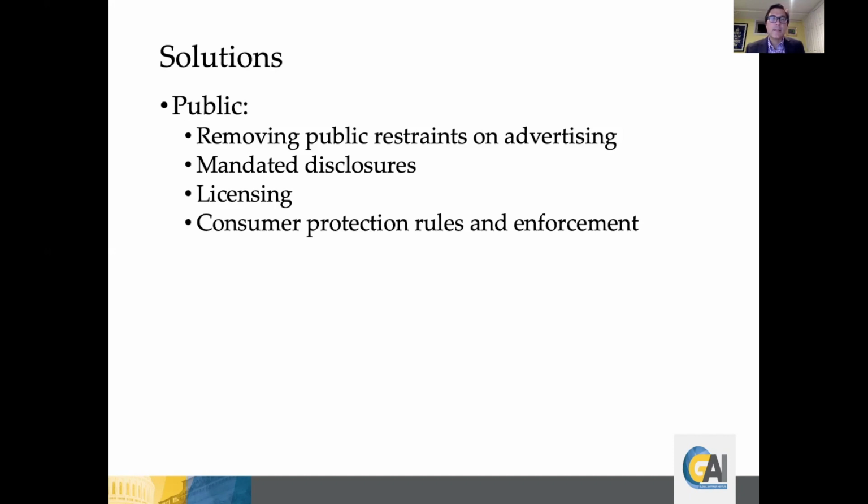And then finally, you've got consumer protection rules and enforcement. So there are a whole host of rules apart from disclosure that prevent firms from engaging in certain conduct that's likely to lead to deception. And you have a host of consumer protection laws that are enforced by, say, the Federal Trade Commission, state attorneys general, the CFPB. Again, this is to stop deceptive and fraudulent conduct in the marketplace.